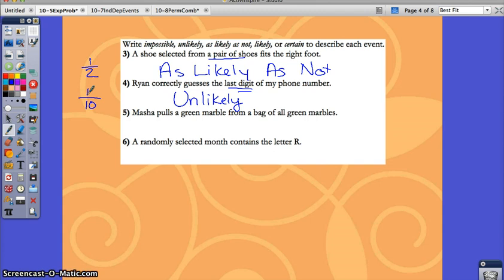Masha pulls a green marble from a bag of all green marbles. Well, that's definitely certain. No matter what the bottom is for the total, the top is going to match it. So this would be like 5 over 5 or x over x. It's definitely going to happen.